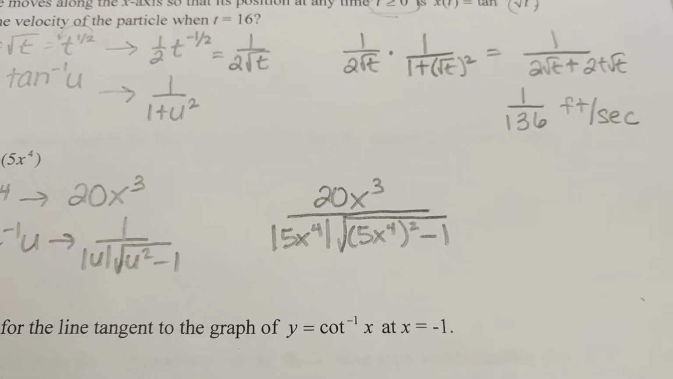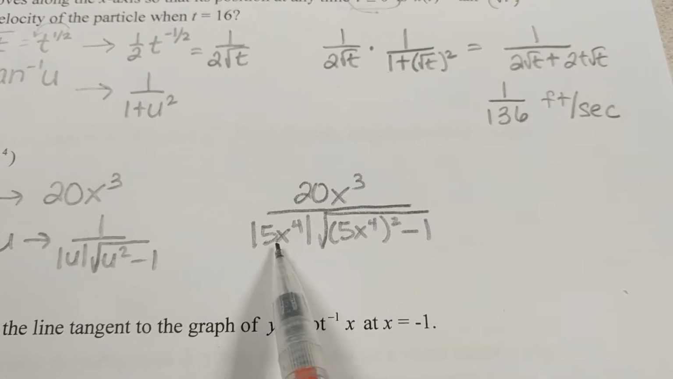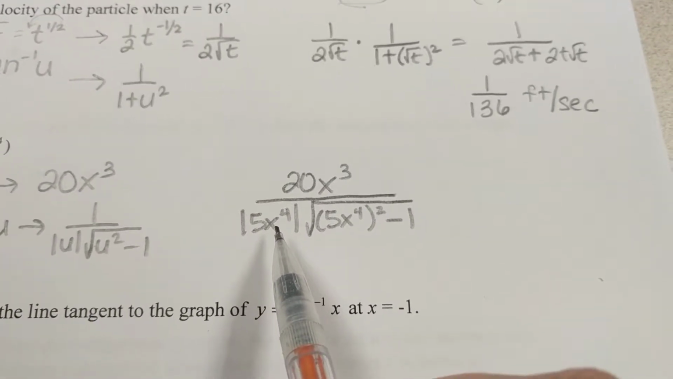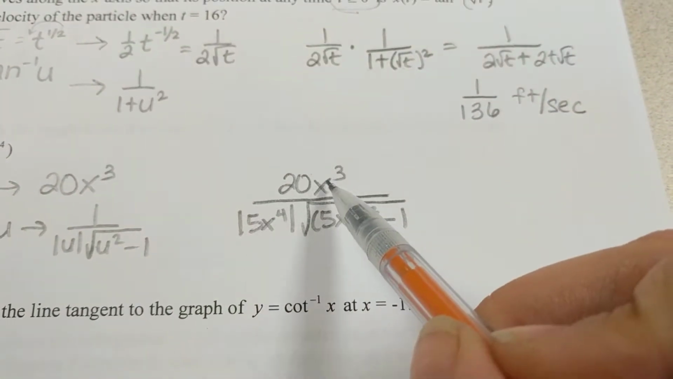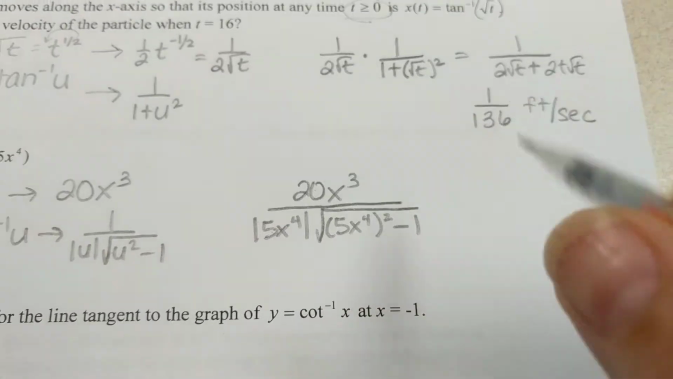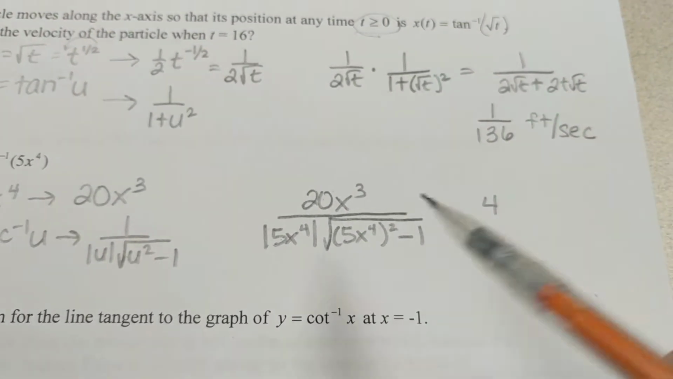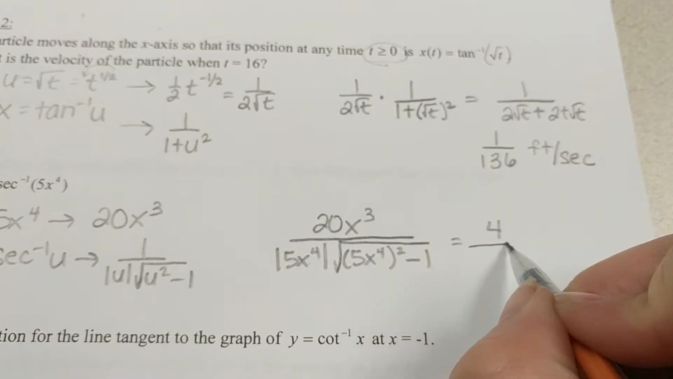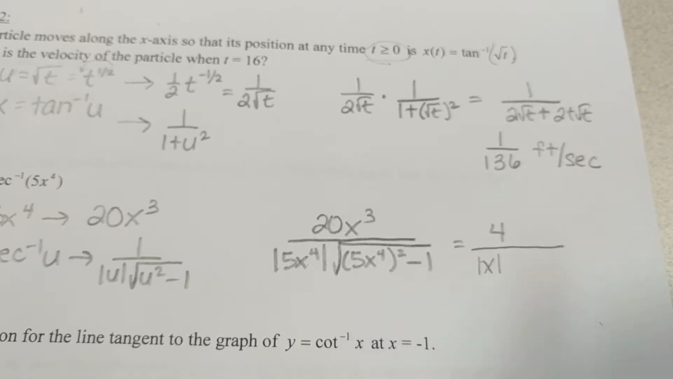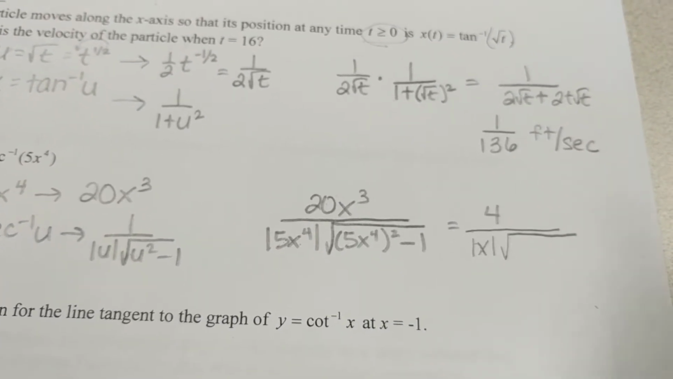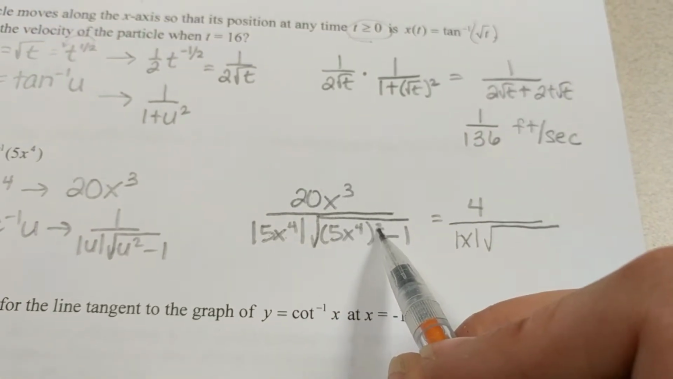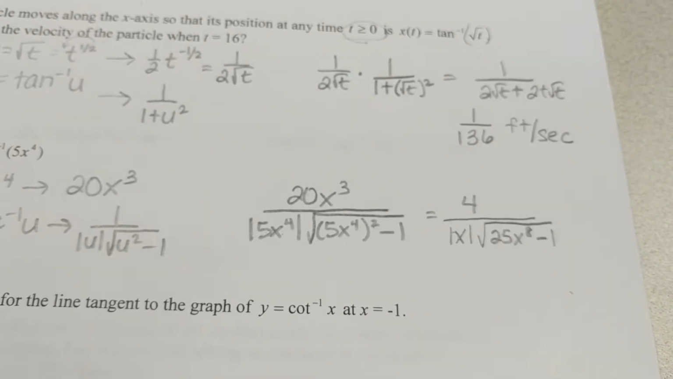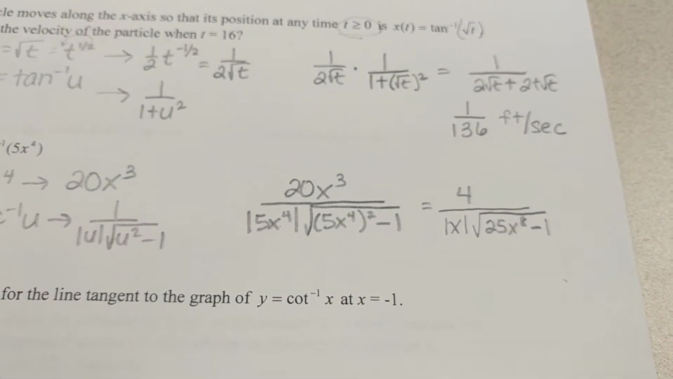Now, a couple of things that I want you to notice. Absolute value of 5x to the fourth. 5x to the fourth can never be negative, so the absolute values aren't super necessary here, which means we can simplify here. So 20 divided by 5 is 4, and then the x cubed with the x to the fourth down here means I'm going to leave the absolute value of x down here. And then in the square root, 5x to the fourth squared gives me 25x to the eighth minus 1. So there is our derivative.